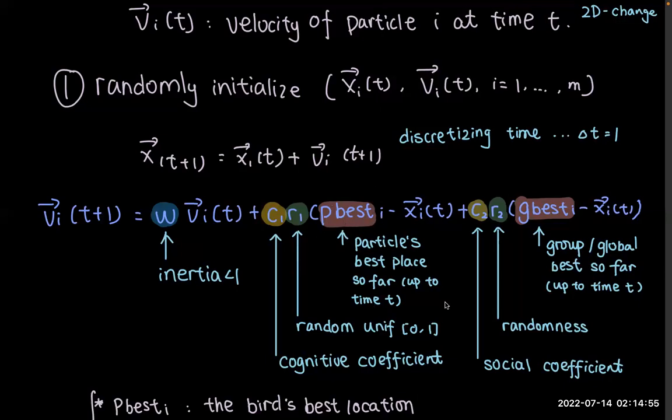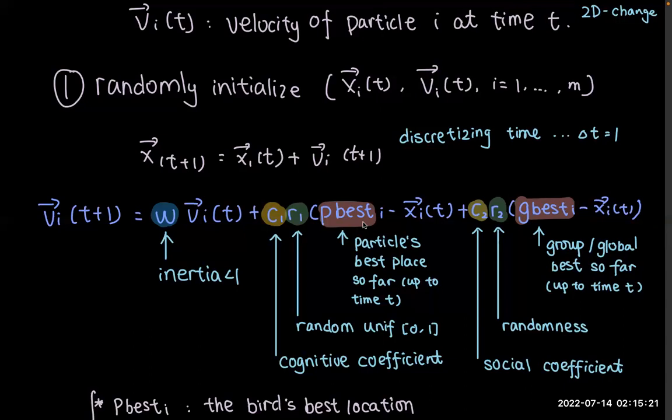Okay, and then we have another term which is G best. This is a group or global best. That is the best place visited by all the birds so far in terms of food availability, abundance, or quality. Okay, but this is all measured by F. So for each bird you measure the maximum.